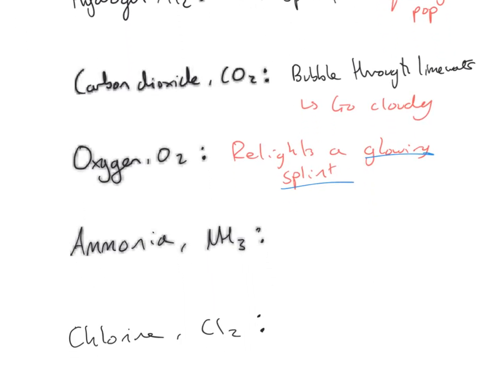Ammonia is just one step removed from the ammonium test, because ammonia is a gas, and the gas that is evolved when you react ammonium with sodium hydroxide is ammonia, so it turns damp red litmus paper blue.